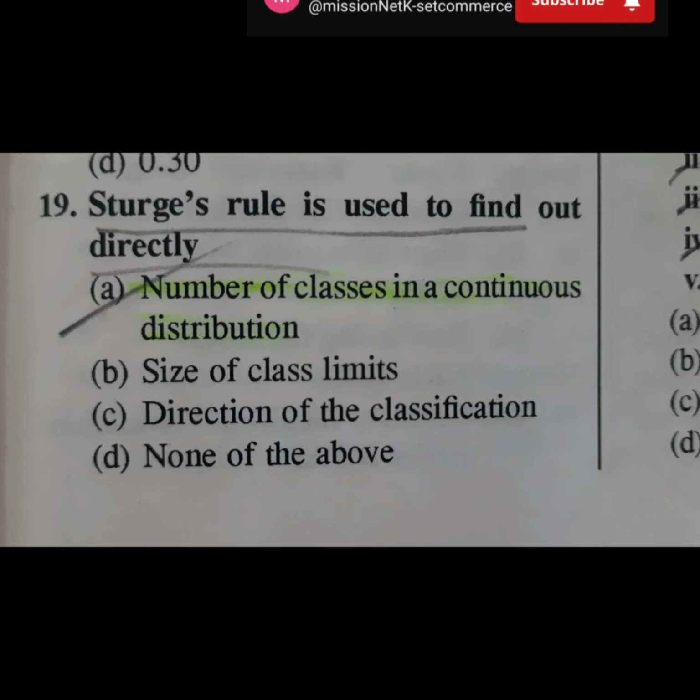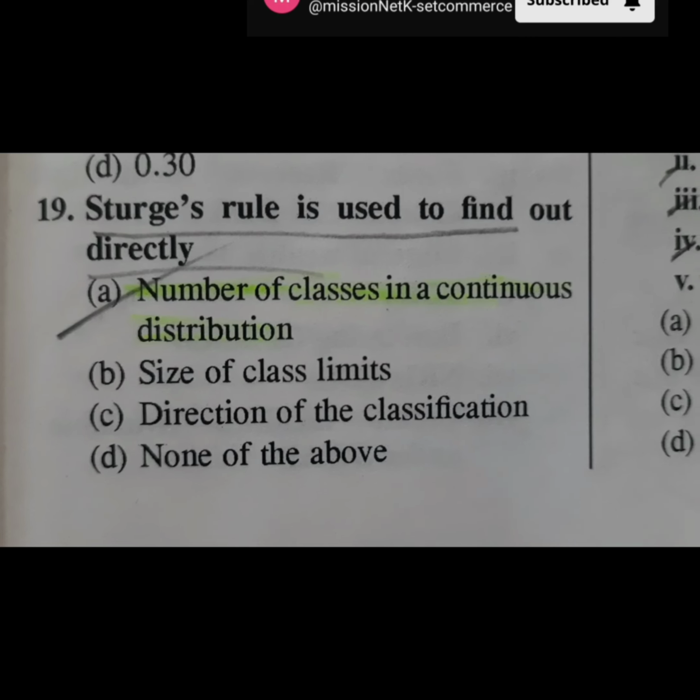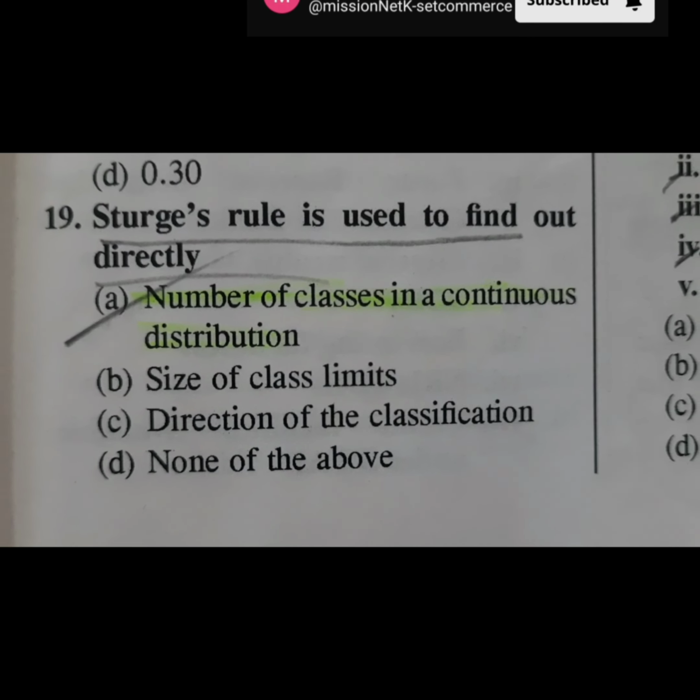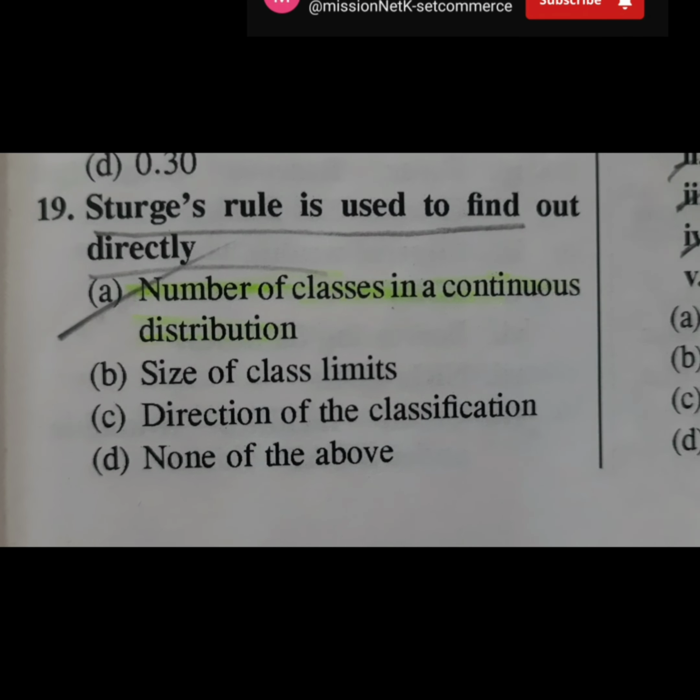Sturges' rule is used to find out directly, Here 4 options are given below. The right answer is option A, number of classes in a continuous distribution.